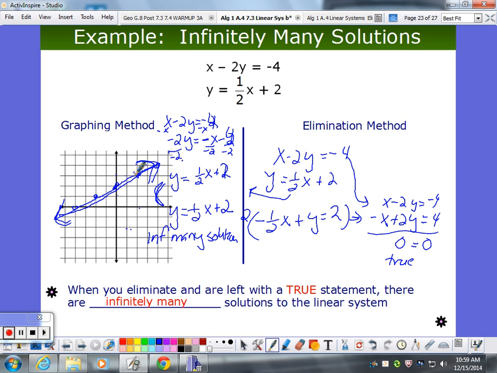Question? The graphing one is easier than the algebra. Well, maybe. What if these weren't such nice little easy things to graph? Then it might not be. But you don't always know ahead of time what you're going to do. I dare say most of the time you're going to use algebraic methods to solve this. So that's what it looks like.